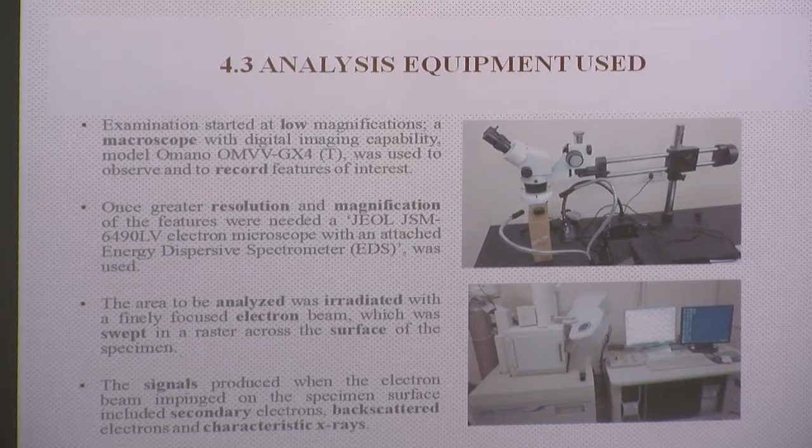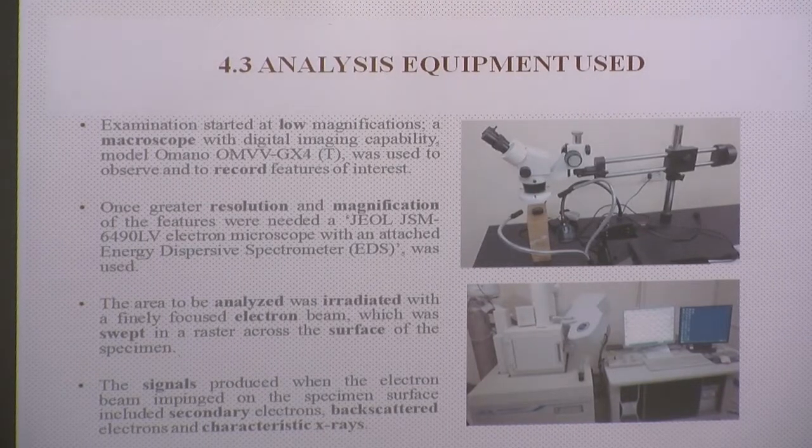This is a macroscope where you just see, it goes up to about 30 times. 30 times, so you just see the image a little bigger. So you actually see the corrosion failures with this machine first, right? If you want higher resolution, then you go to the scanning electron microscope.